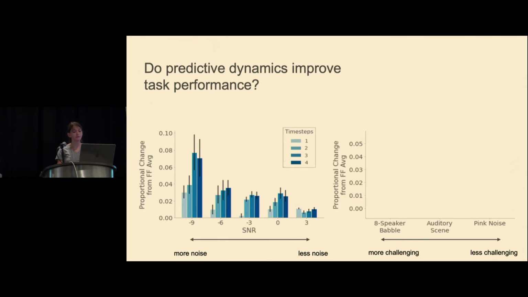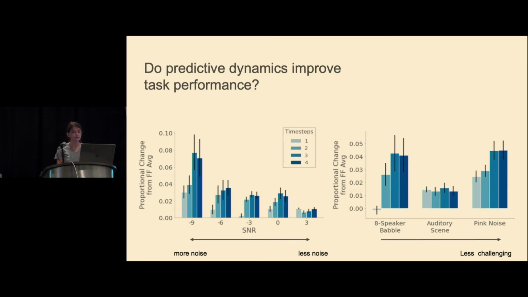Next, instead of averaging across background type, I will show the results averaging across SNR. So here are the results for speech babble. Again, each bar represents a different time step. Auditory scenes, and finally, pink noise. We see that for 8-speaker babble and pink noise, the performance increases across time steps. For auditory scenes, we see a net increase at time step 1, but no further change across time steps. So to summarize our results so far, we see that for lower SNRs, the predictive dynamics increase performance across time steps, and then for 8-speaker babble and pink noise, the predictive dynamics are improving accuracy across time steps.